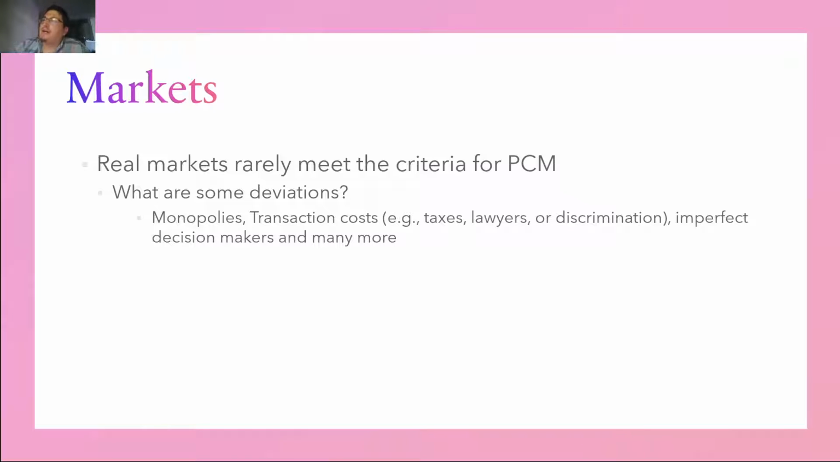You could have transaction costs, such as taxes in the market. They throw a wrench in the communication between buyers and sellers, so you can't communicate on price anymore. And it's going to limit market efficiency. The need for contracts or lawyers, that slows markets.